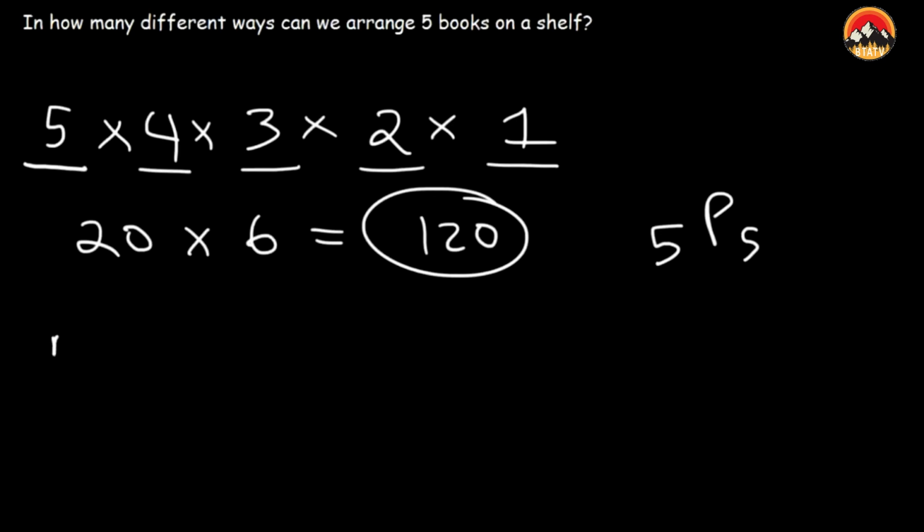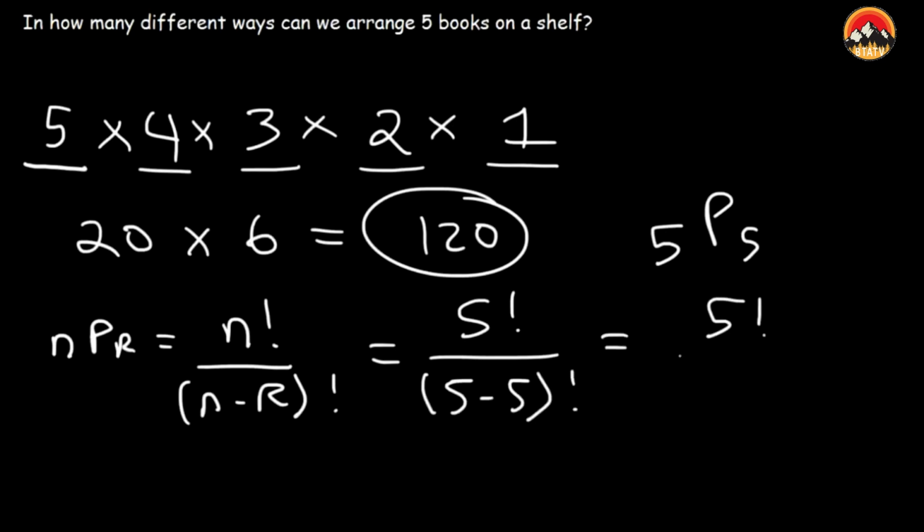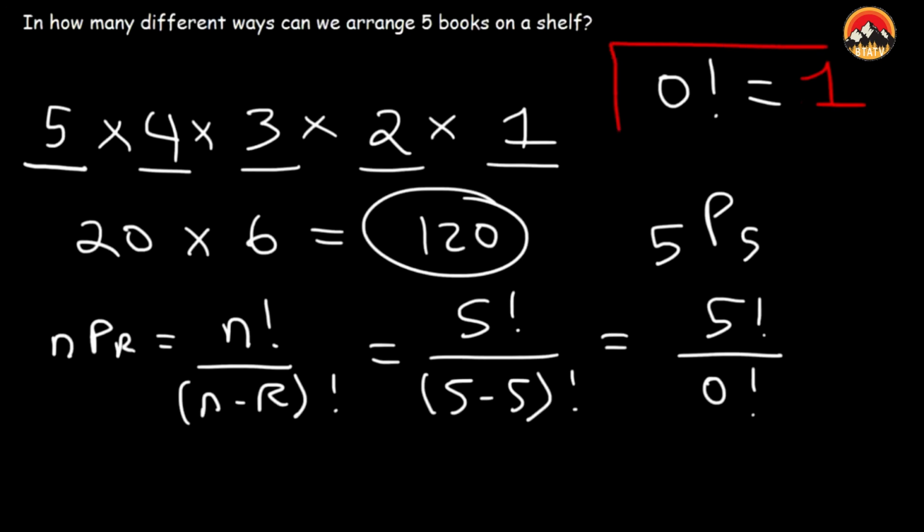Using the formula nPr is equal to n factorial over (n minus r) factorial. n is 5, but r is 5 as well. So this is going to be 5 factorial over 0 factorial. Now this is not undefined. 0 factorial does not equal 0. 0 factorial equals 1. Make sure you know that. That's just something to know. If you're wondering why, that's just the way it is. I don't have an answer for you.